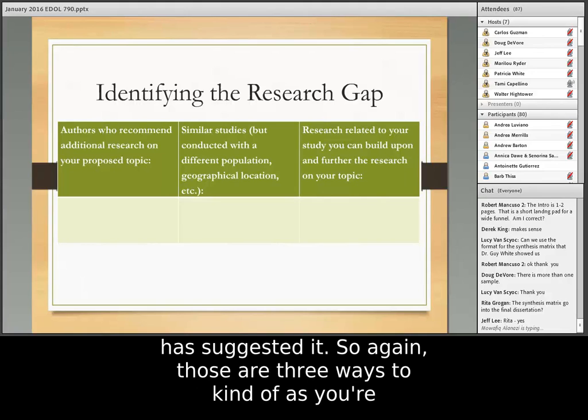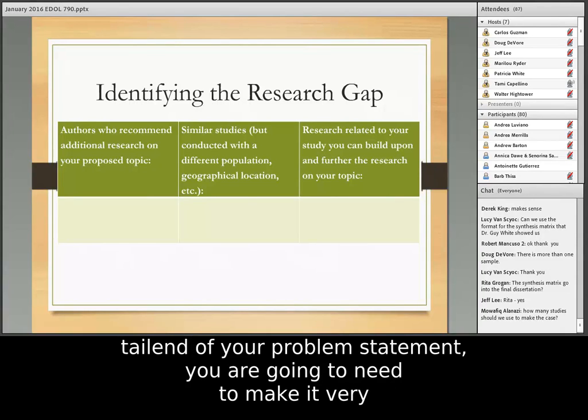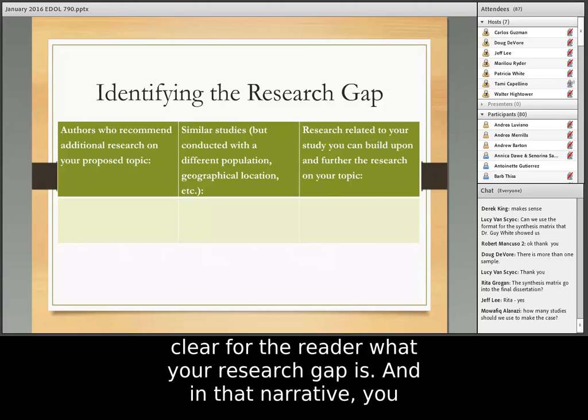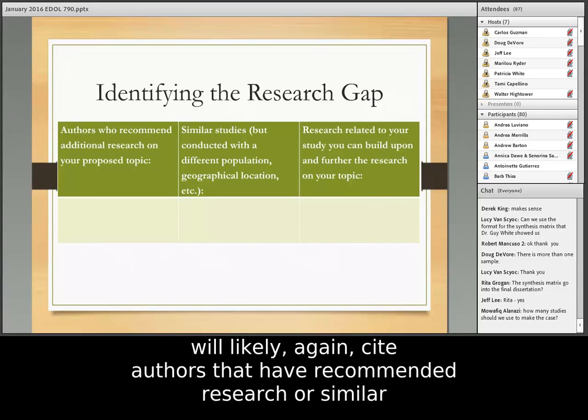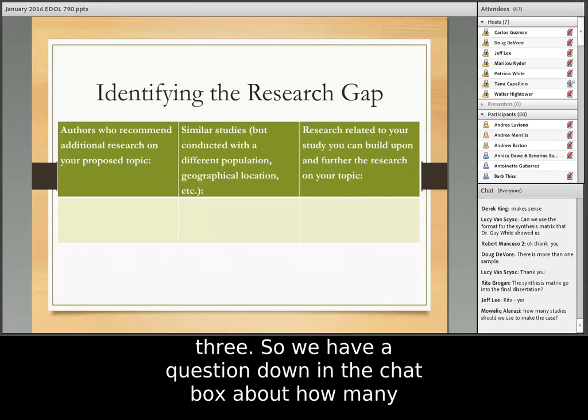So again, those are three ways to keep in mind as you're reading through the literature, because at the tail end of your problem statement, you are going to need to make it very clear for the reader what your research gap is. And in that narrative, you will likely cite authors that have recommended research or similar studies or a study that you plan to build upon, or a combination of all three.